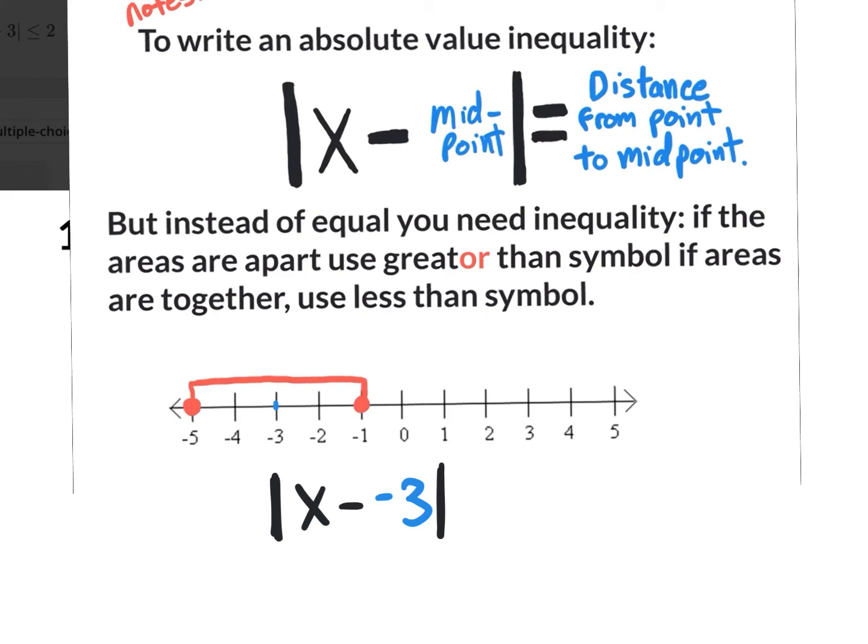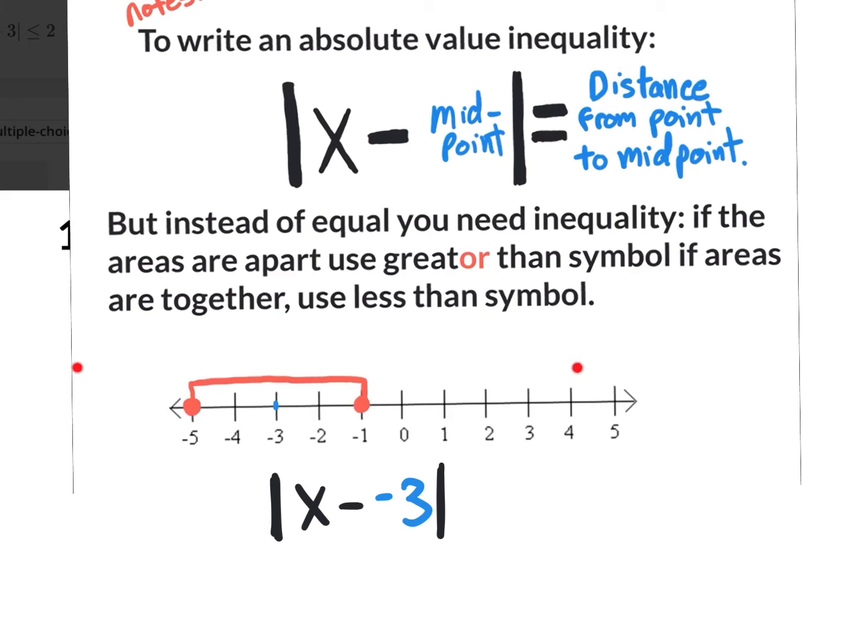And that's where the notes come in. It says, but instead of an equal, you need an inequality. If the areas are apart, use greater. And the reason why I put OR in red is because if they're apart, usually it means that it's going that way or that way, right?